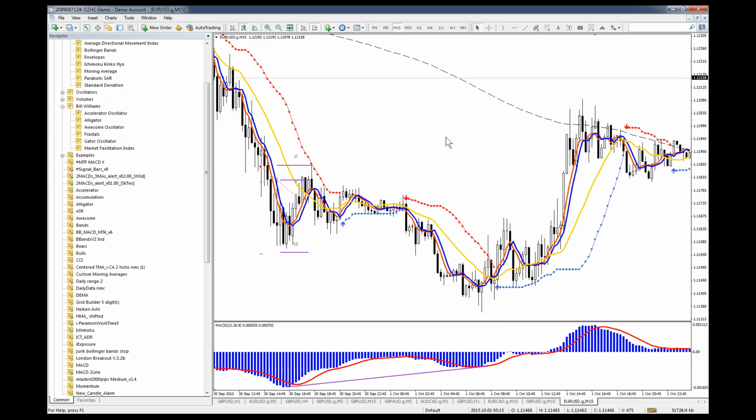What are those? Where are those dots in relationship to the Bollinger Bands? Let's put the Bollinger Bands on.